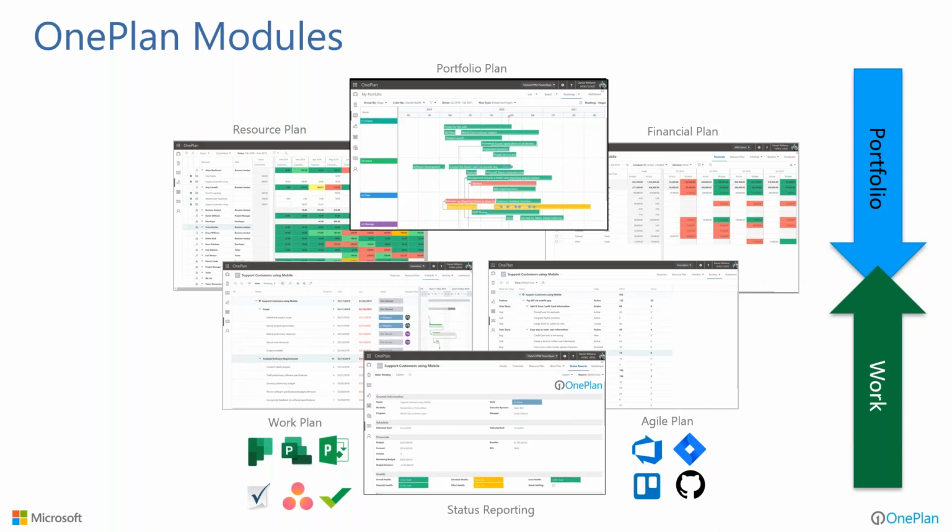On the left, we see work plans that are coming from traditional waterfall things like Project for the Web, or Microsoft Project from the desktop, or Asana, or Office 365 Planner. And on the right, you see Agile tools like Azure DevOps and Jira listed over there. And having that all feed into a common portfolio and repository so that you get easy status reporting coming out of one data source and one portfolio mix.